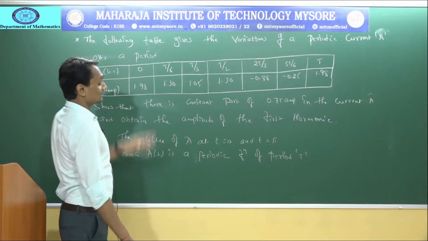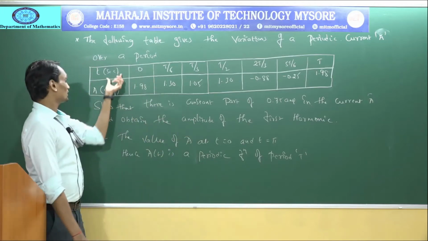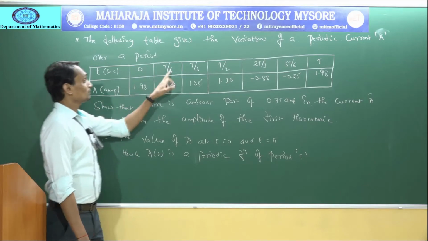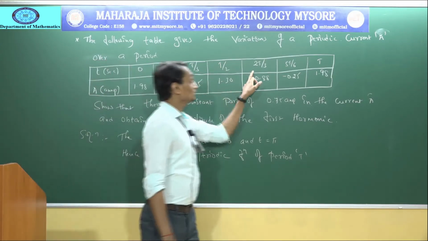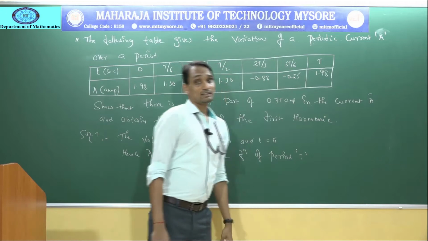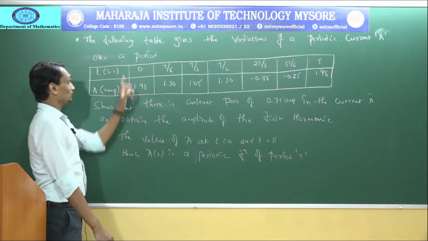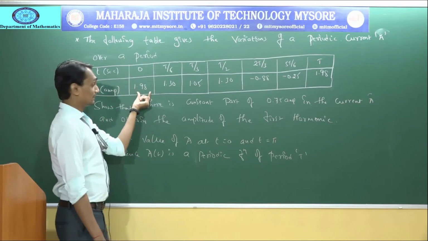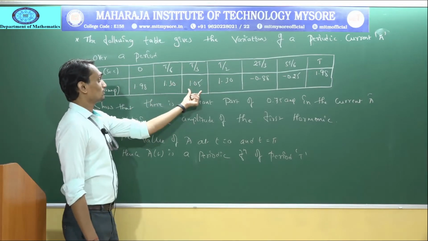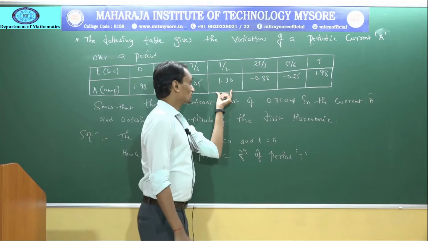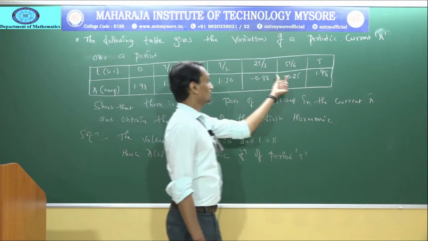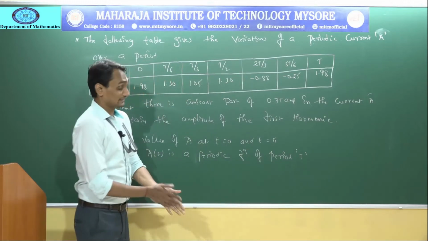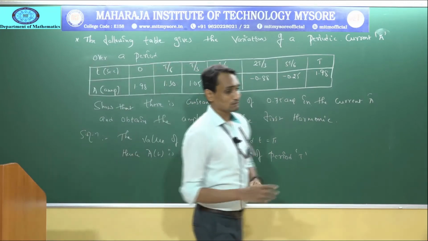Some t values and A values are mentioned. T is in terms of seconds, A is in terms of amperes. The t values are 0, T by 6, T by 3, T by 2, 2T by 3, 5T by 6 and T. For the corresponding values, when t equals 0, A is given as 1.98, 1.30, 1.05, 1.30, minus 0.88, minus 0.25 and the last value is 1.98. These are the values that are given.